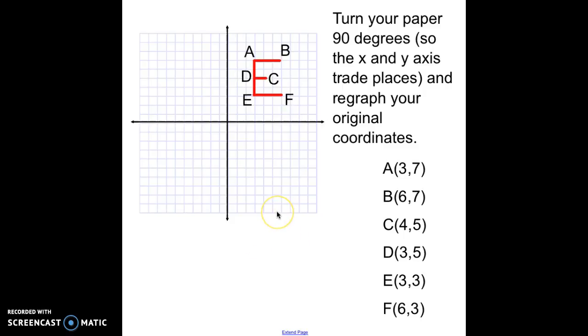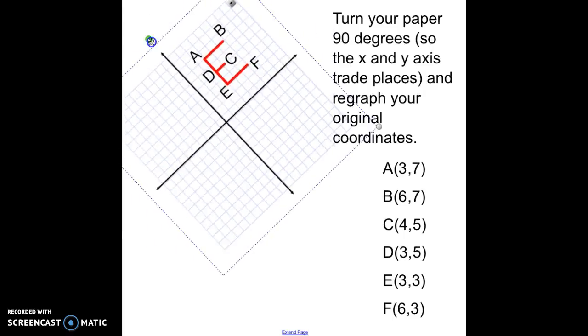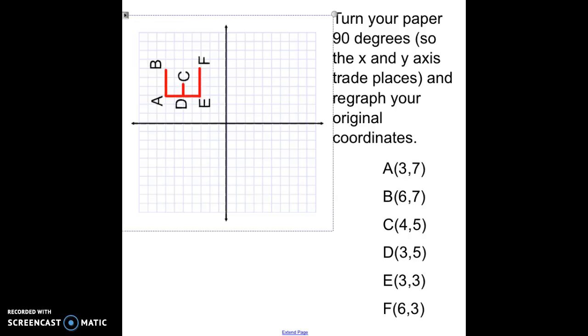From here, I want you to turn your paper 90 degrees so your X and Y axis trade places. So you're going to turn your graph 1 time to the left. So you have your letter in what would be, if you were to pretend it's a new graph, the quadrant 2 area.